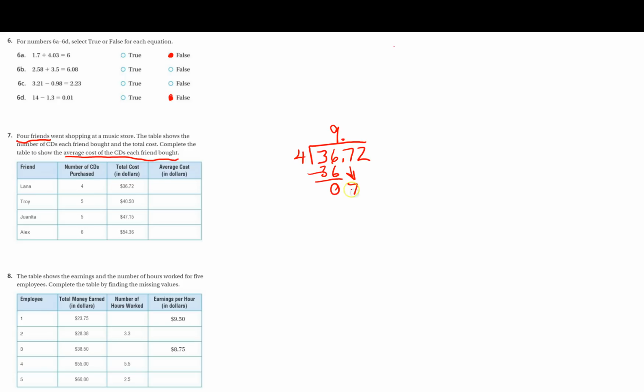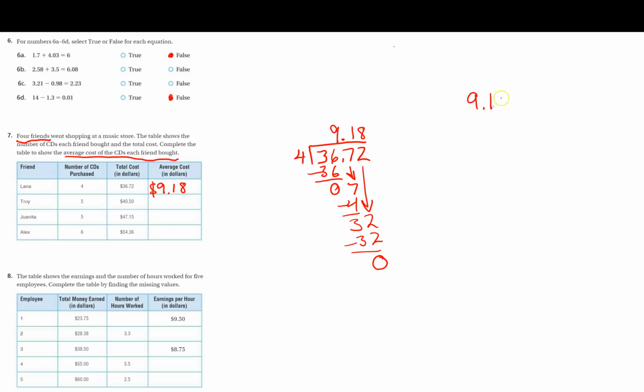Bring down a 7. 4 goes into 7 1 time. 1 times 4 is 4. Subtract gives me 3. Bring down the 2. 4 goes into 32 8 times. 8 times 4 is 32. Subtract gives me 0. So the average cost was $9.18 for each CD. And of course, we can always check that, right?